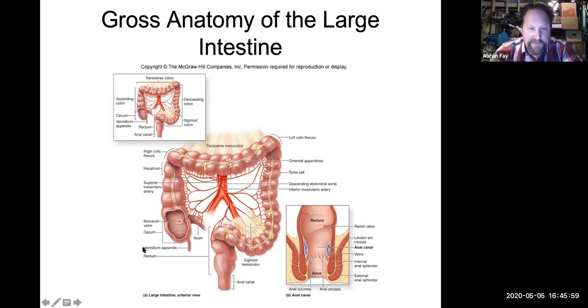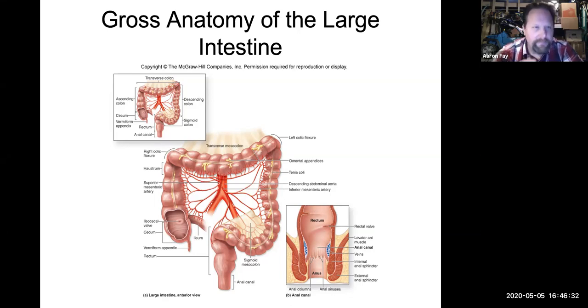So we have two mesenteries that support the large intestine. We have the transverse mesocolon, supporting the transverse portion of the colon, and the sigmoidal mesocolon. This will support and stabilize the sigmoidal colon. So the colon gets a little bit complicated. The ascending colon is retroperitoneal. The transverse colon is intraperitoneal. The descending colon is retroperitoneal. The sigmoidal colon is intraperitoneal, and the rectum is retroperitoneal.